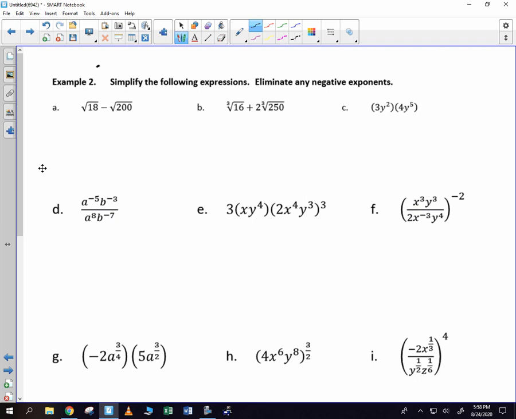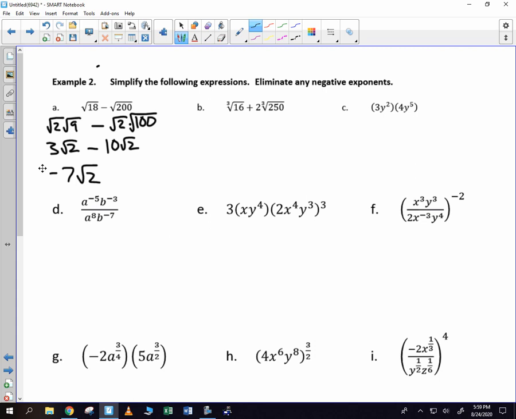As we continue along, we get to a little bit more complicated radical and exponent problems. If you're going to subtract radicals, you must make sure that the radicand is the same. So we reduce this to the square root of 2 times square root of 9 minus the square root of 2 times the square root of 100. The square root of 9 is 3, so I have 3 roots of 2. And the square root of 100 is 10, so 10 roots of 2. So we have 3 roots of 2 minus 10 roots of 2, which is -7 roots of 2.